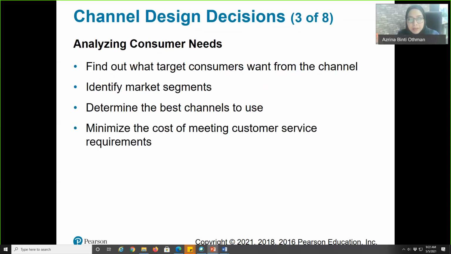So, how to analyze the customer needs? In order to analyze the customer needs, you need to find out what target customers want from the channels. Apa yang dia nak sebenarnya? And you need to identify the market segment. Bila you buat market segmentation, you ada target market, you akan identify their market segments, and determine what is the best channels for each of these market segments. You need to identify the best channels to be used and minimize the cost. When you select the best channels, you must make sure that they give you minimized, optimized cost, so that you can meet customer service requirements.